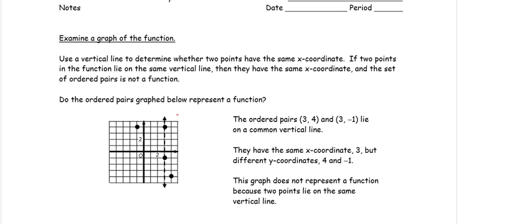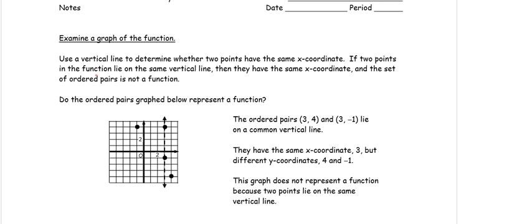And another way visually for my visual learners is they're looking at a graph, and you make sure you have to graph these ordered pairs properly. So use a vertical line to determine whether 2 points have the same x coordinate. This is called a vertical line test. You're going to be noticing that when you go into Math 7 and Algebra 1, that your teachers will be talking about the vertical line test.